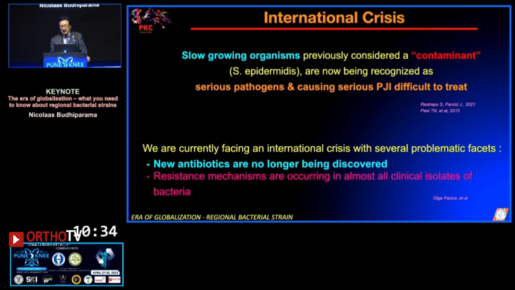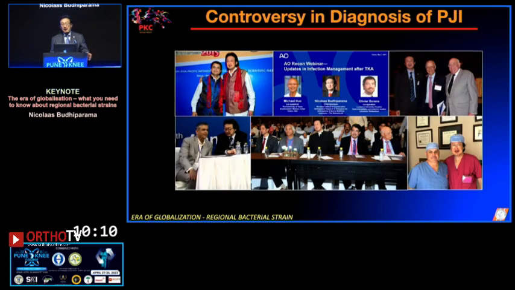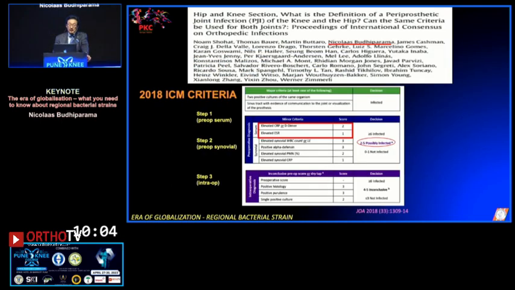The international crisis, the slow-growing organisms previously considered as contaminants, such as Staphylococcus epidermidis, are now being recognized as serious pathogens causing serious PJI that is difficult to treat. And no new antibiotics are being discovered, and resistance mechanisms are occurring in almost all clinical isolates of the bacteria. So I would like to show you the controversy of the diagnosis of PJI.